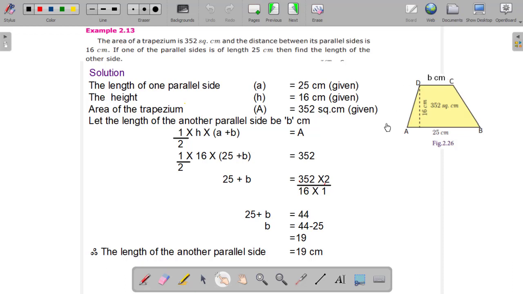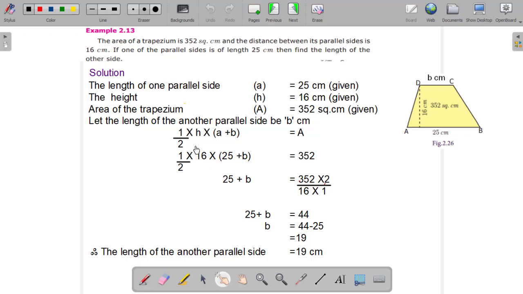So after marking all the given details on the figure, we can start the calculation. So first write the given details. The length of one parallel side a is equal to 25 centimeter. The height h equals 16 centimeter. Area of the trapezium A equals 352 square centimeter. These are the given details. Let the length of the other parallel side be b centimeter.